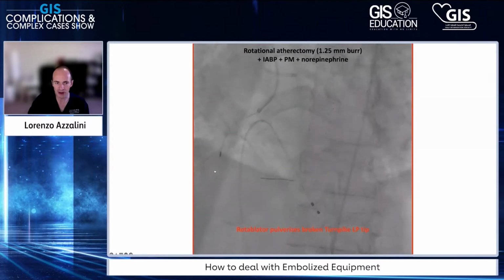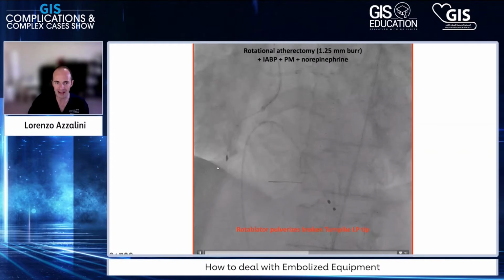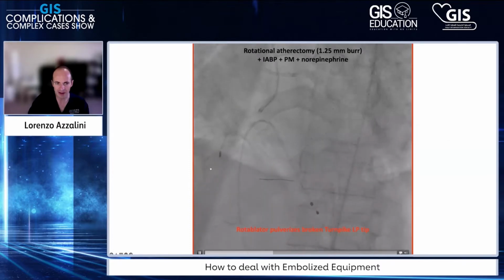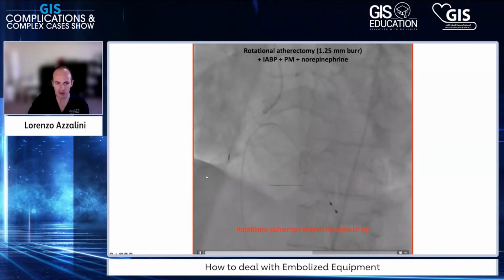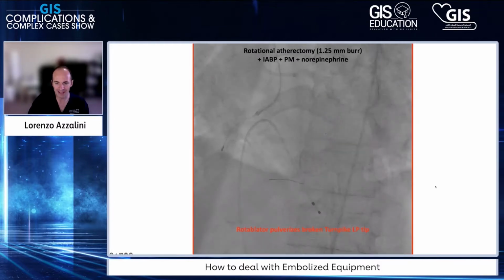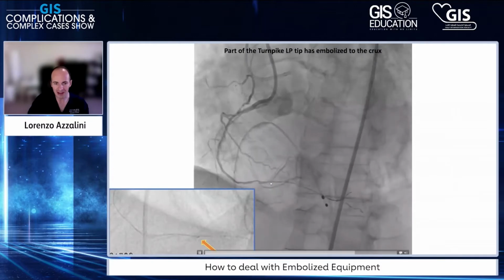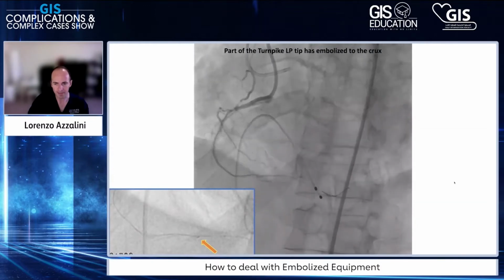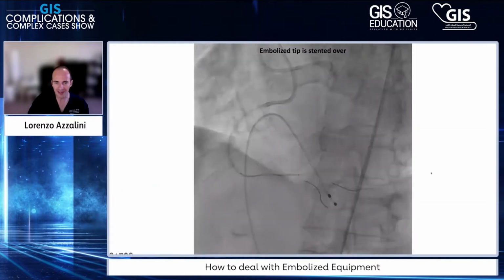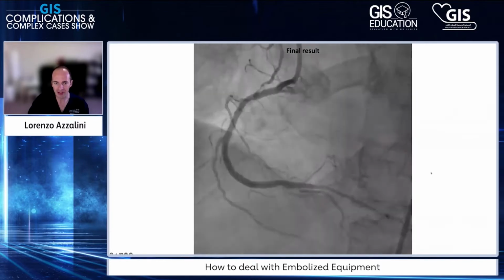Be very attentive here. You will see that the rotational atherectomy will fragment and pulverize the tip of the microcatheter, as you can see here in two fragments. One of them will just embolize distally at the coaxial. I'll let you see it again. The big fragment gets split in two smaller pieces. The one embolizes distally. Actually, you can see the embolized fragment is here at the crux, but this is conveniently excluded with a stent, and this is the final result.